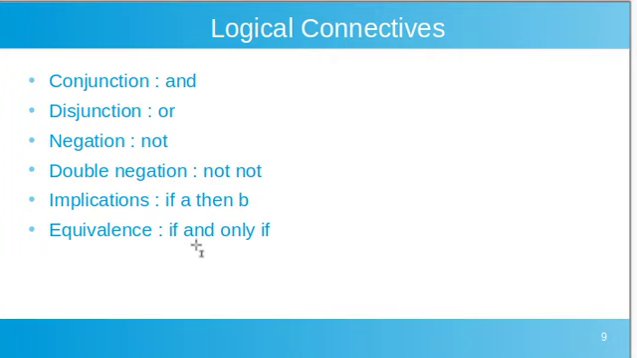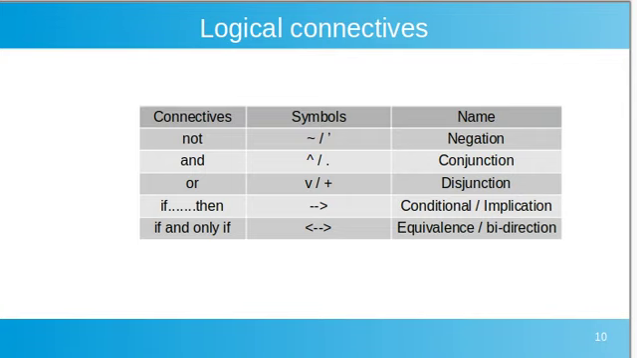If it is raining if and only if it is cloudy, it is an equivalence. The symbols of these connectives are these. NOT is represented by this symbol, AND is represented by this symbol, OR is represented by this symbol. If-then, that is implication or the conditional logical connective, is represented as this arrow. If and only if, that is equivalence or bidirectional, is represented as a double-headed arrow.